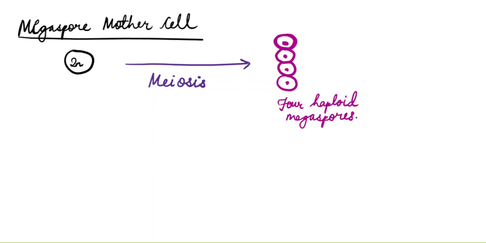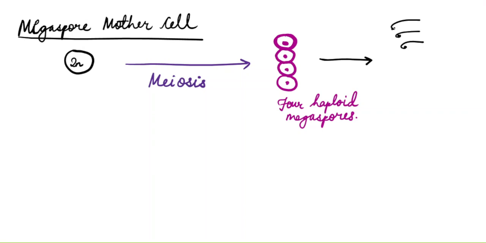After this, what happens? There will be degeneration. Out of these 4 cells, 3 cells will get degenerated. The cells which are towards the micropylar region will get degenerated, and one cell will remain at the chalazal region.